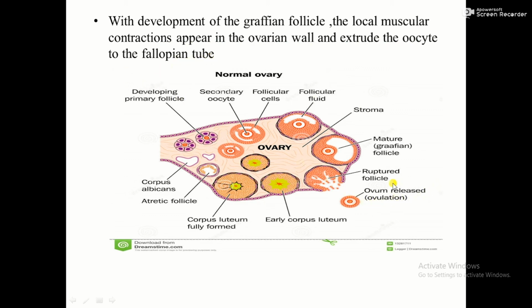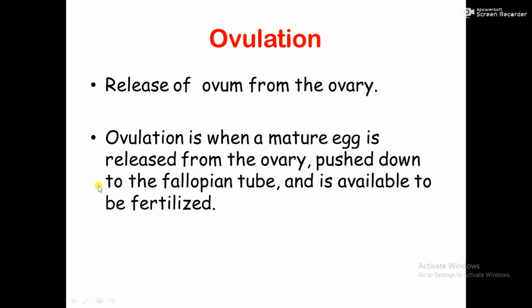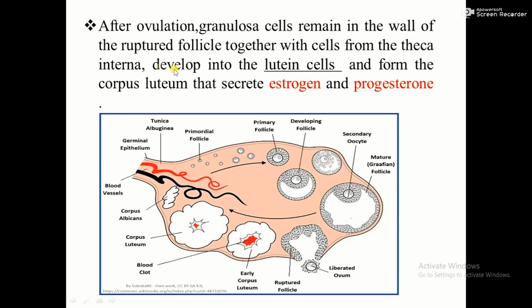The ovum will be released by a process we call ovulation, and it will make its way to the fallopian tube. So as you see, ovulation is the release of an ovum from the ovary, and ovulation can also be defined as a mature egg being released from the ovary, pushed down to the fallopian tube, and available to be fertilized. So let's see what happens after ovulation.